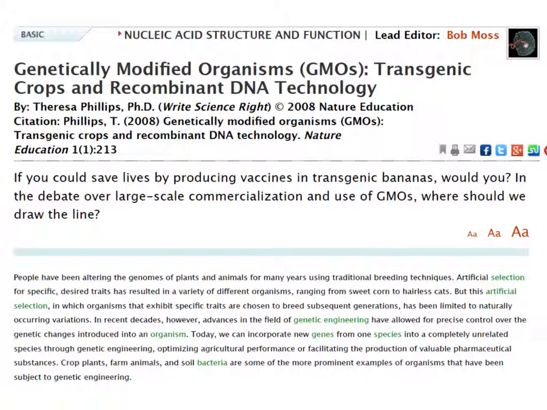People have been altering the genomes of plants and animals for many years using traditional breeding techniques. Artificial selection for specific desired traits resulted in a variety of organisms ranging from sweet corn to hairless cats. But this artificial selection, in which organisms exhibit specific traits that are chosen to breed subsequent generations, has been limited to naturally occurring variations. In recent decades, however, advances in the field of genetic engineering have allowed for precise control over the genetic changes introduced into organisms.